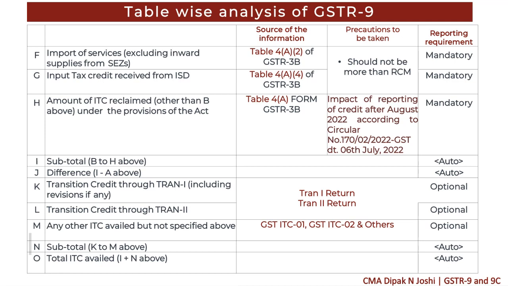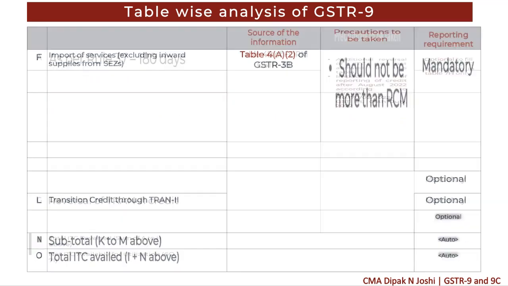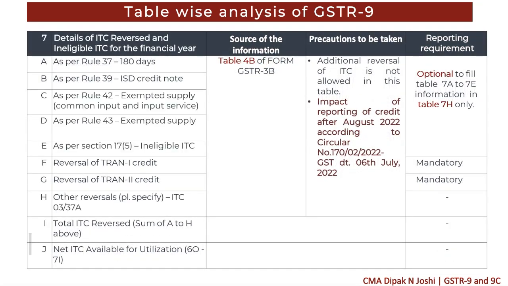Then other ITC which is availed but not specified, like in case of transfer of business, you transfer the credit through ITC 02. So all such information you are required to report in this table. Now next is table 7.